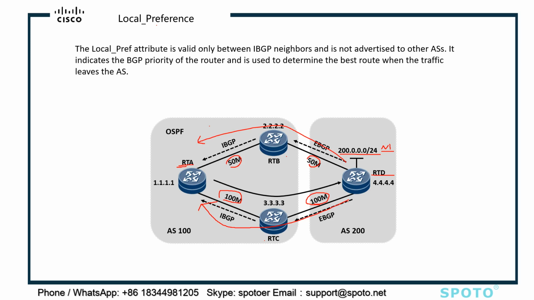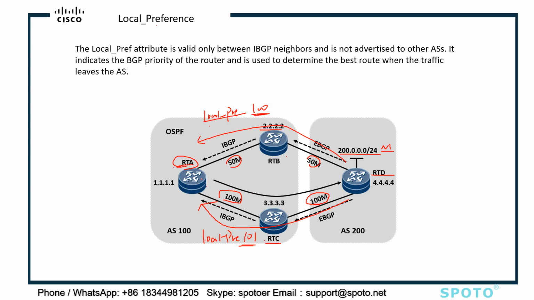In this situation, we can use the local preference. When RTB sends the route to RTA, it will carry the local preference. The default value is 100, and the higher the value, the higher the priority. If you want RTA to select the route from RTC, we need to change RTC's local preference to a larger value. So you can just change it to 101. RTA will compare the local preference of these two routes. The second one is 101, but the first one is 100. So RTA will think the second route is better.